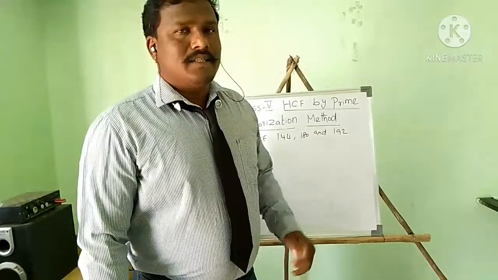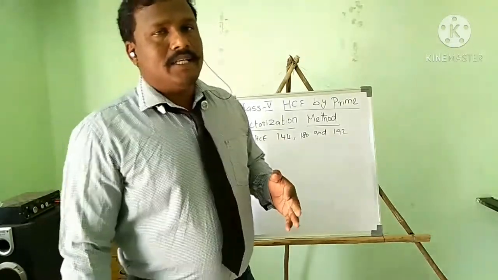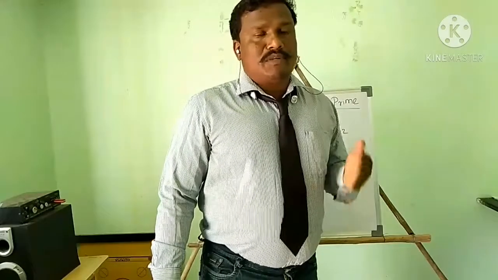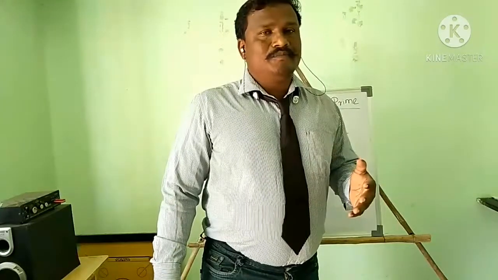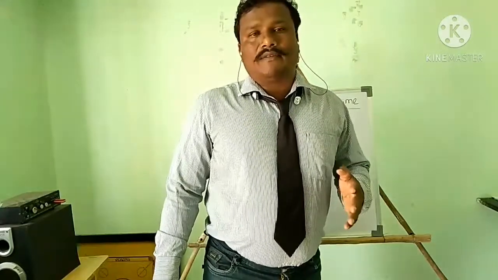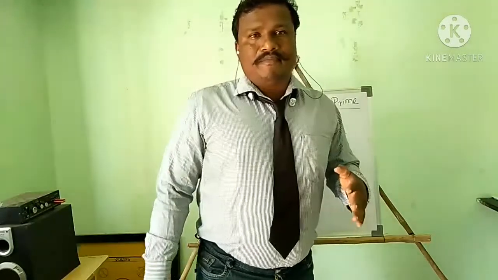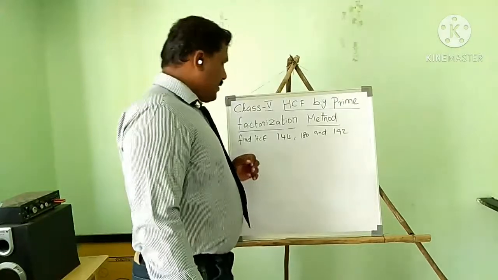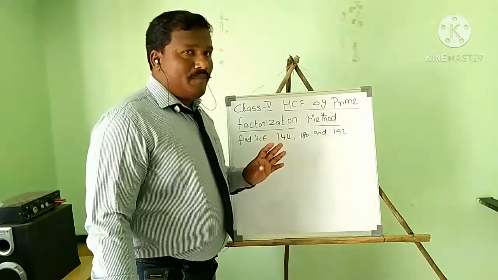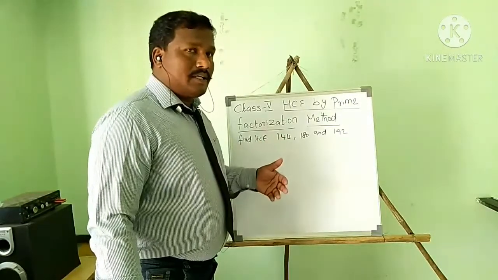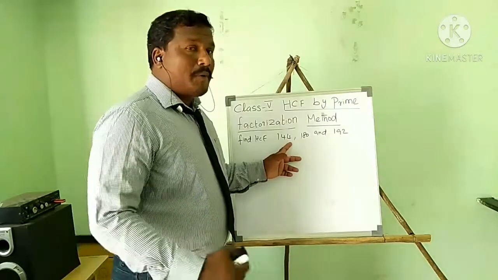Okay, students. We talked about two example sums. Again, we will talk about another example sum. Then you can understand easily how to find the HCF by using the prime factorization method. So see step by step, then you can easily understand. So here I am taking 144, 180 and 192.